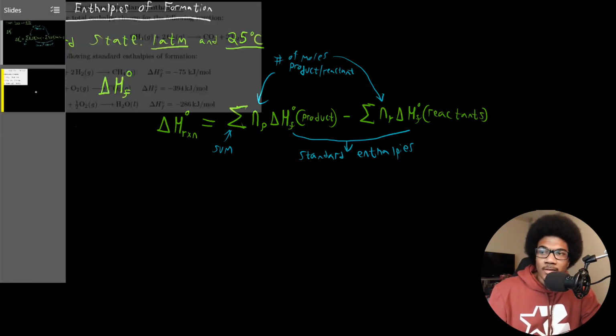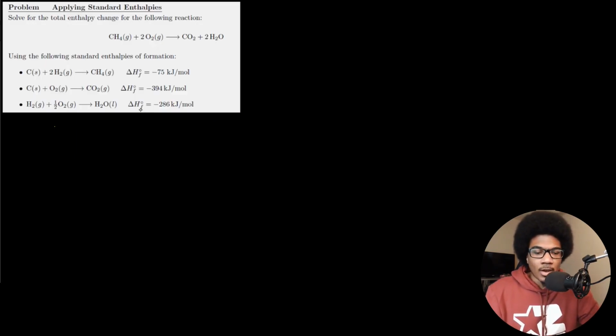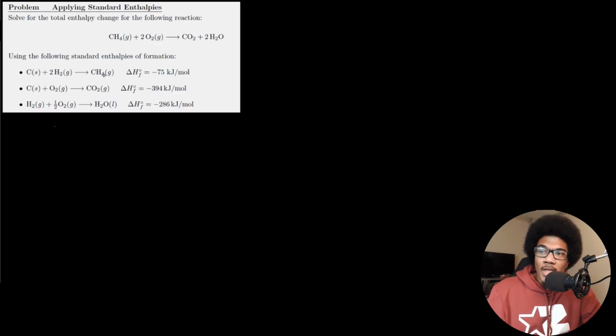So let's look at a quick example of putting this equation to the test. We want to calculate the total enthalpy change for the following reaction, again dealing with the combustion of methane. And it says you want to use the following standard enthalpies of formation. So they've given us the enthalpies of formation for methane, for CO2, for H2O.